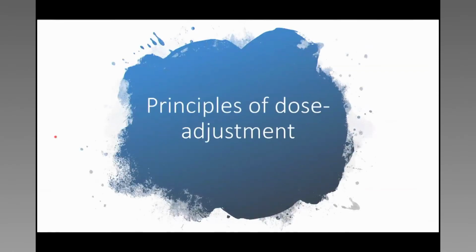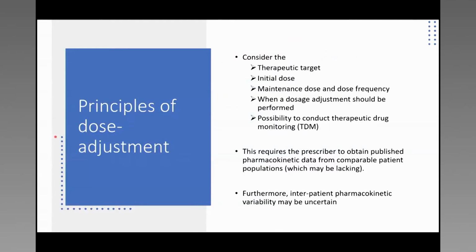So just to revise about principles of dose adjustment. There's a few principles to consider. And I'm sure these have already been covered elsewhere. We need to consider our therapeutic target. We need to consider if we need to give an initial dose or a loading dose. What is our maintenance dose and dose frequency? When we should adjust the dosage. And where possible, if we should be performing some sort of therapeutic drug monitoring.